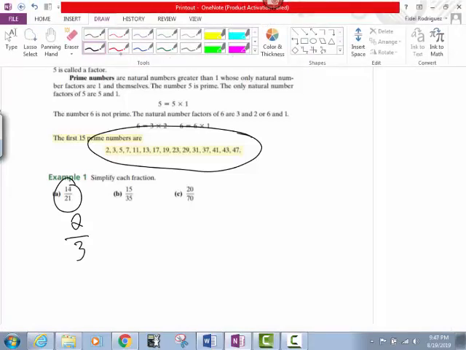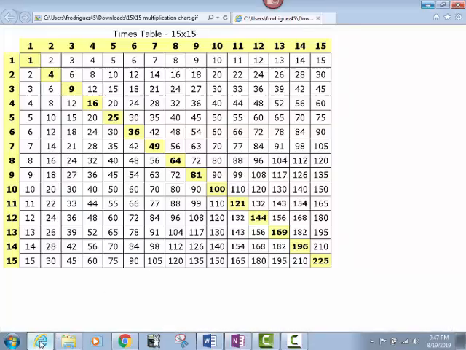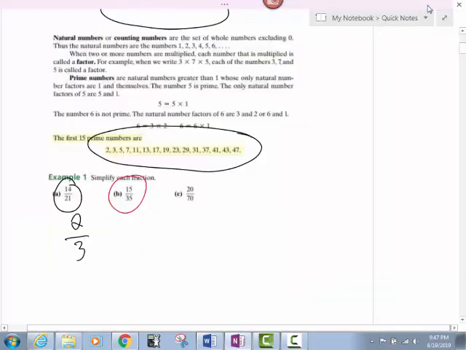Let's do the same thing here for the fraction 15 over 35. I'm going to go back to my multiplication table. Again, you can print this out. I have it there in our notes. So I'm going to come back to my multiplication table. 15 and 35. Here's 15, here's 35. They can both be divided by the number 5. So if I come back to my problem here, 5 goes into 15 3 times, and 5 goes into 35 7 times.